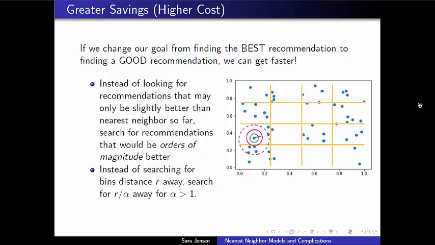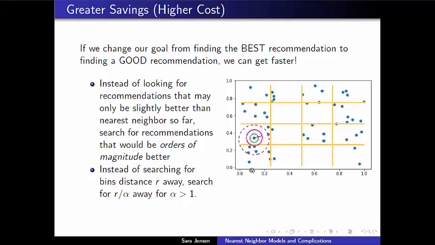Now, will I be missing neighbors that might be a little bit closer? Yes, I can see them all lying right over here. All of these neighbors would be closer to our query point than our nearest neighbor so far. However, they're not orders of magnitude better. In fact, this point and this point are pretty much equidistant from our query point.